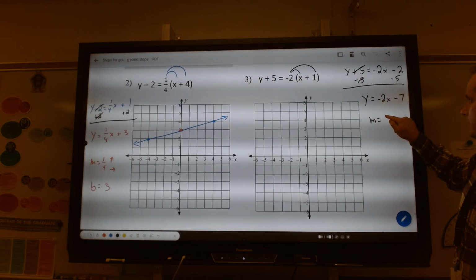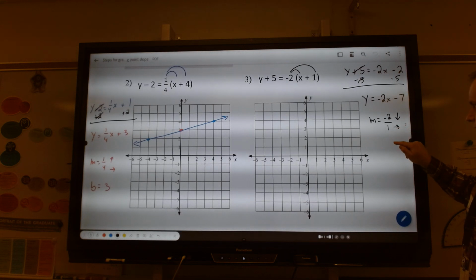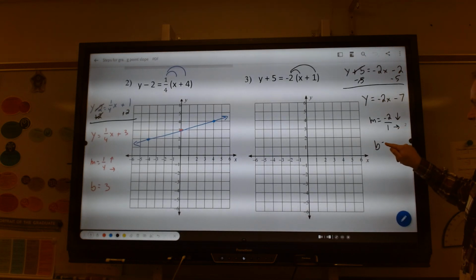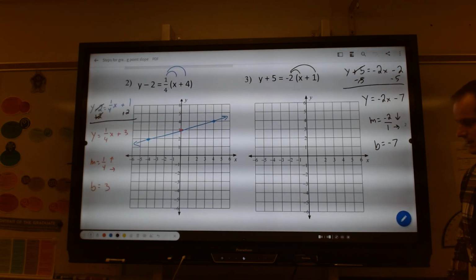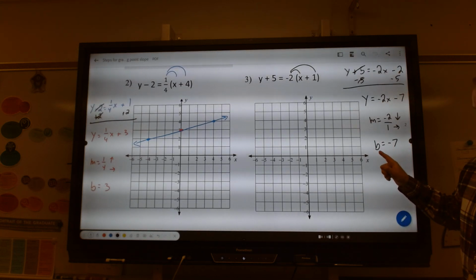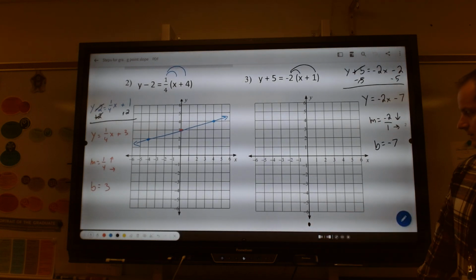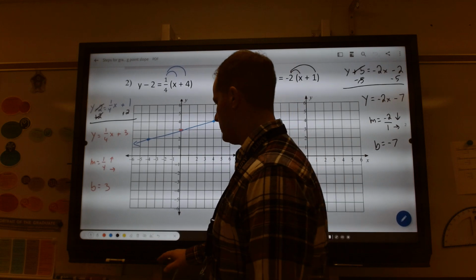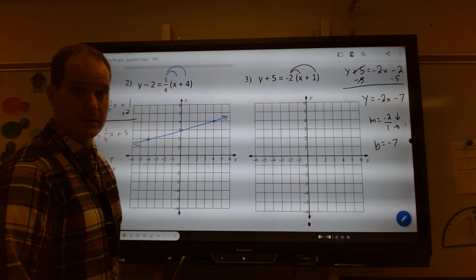Slope is negative 2, which is the same thing as saying going down 2 and to the right 1. And my b is equal to negative 7. Now you'll notice on this graph that if I try to graph my y-intercept of negative 7, it's off the graph. That's not a big issue, but what you can do is, if that does happen, maybe you want to go back and find out what your particular point is.